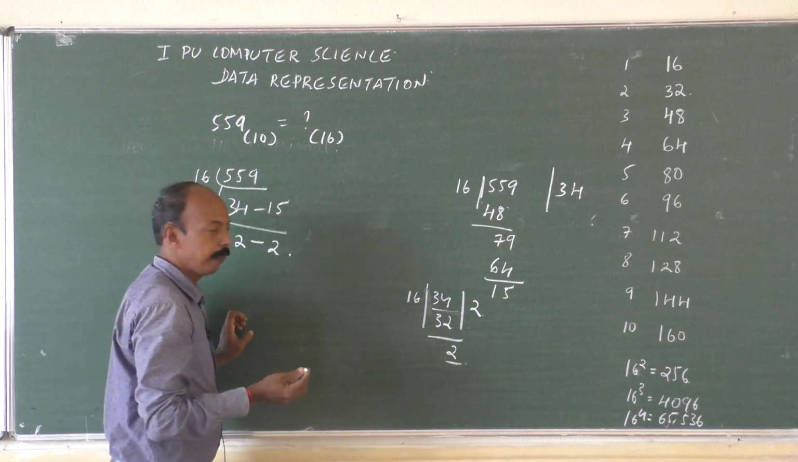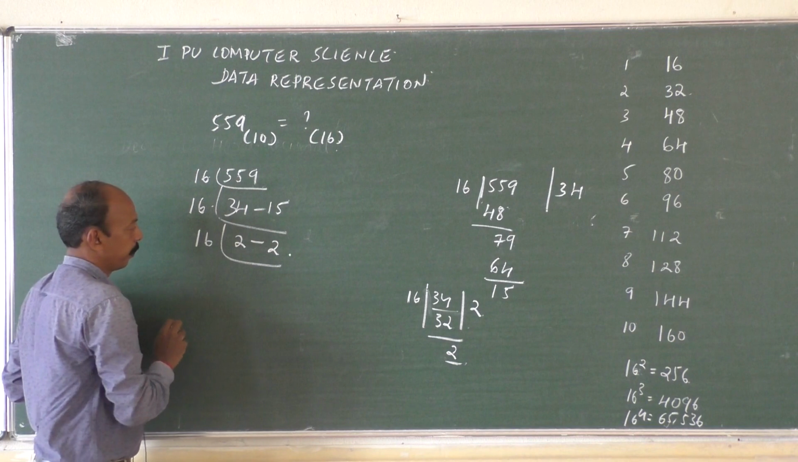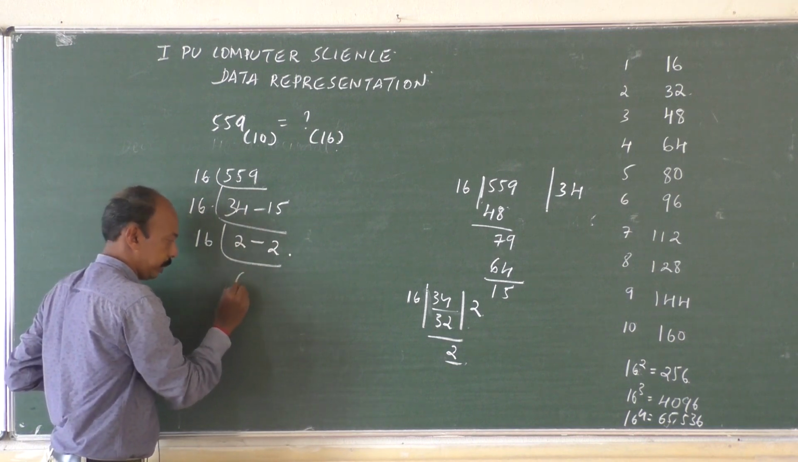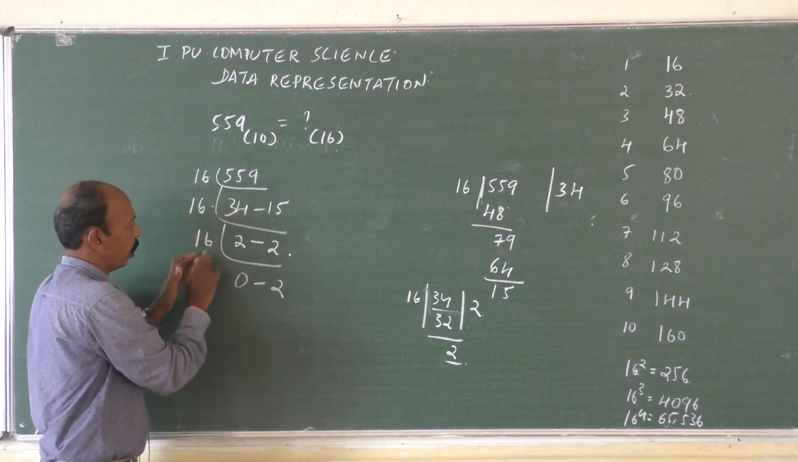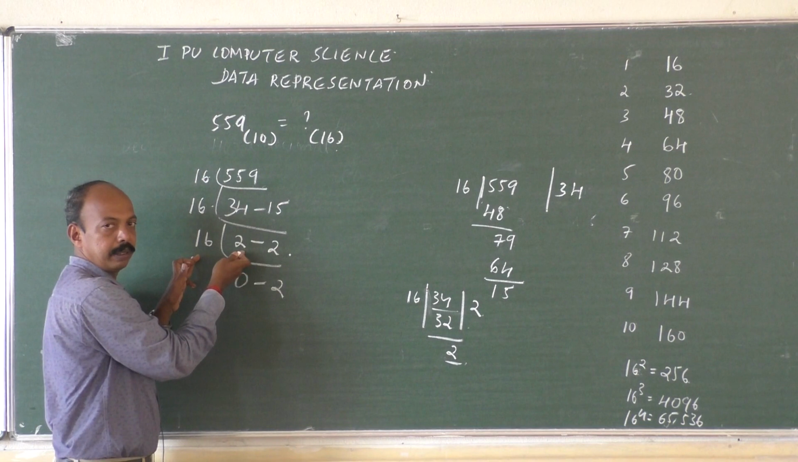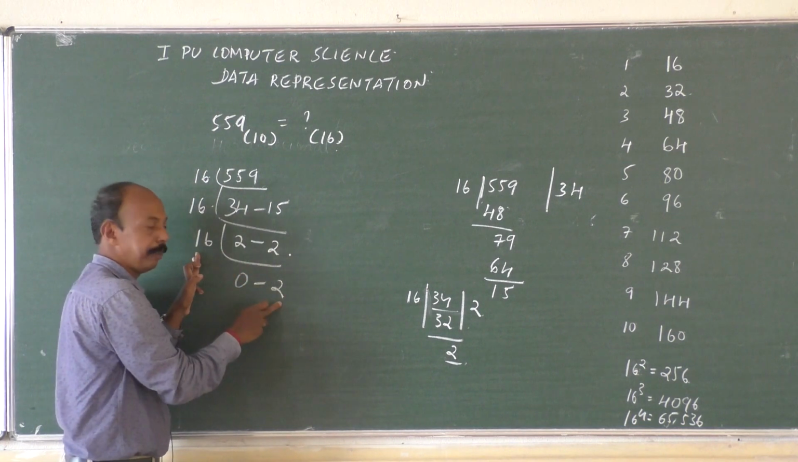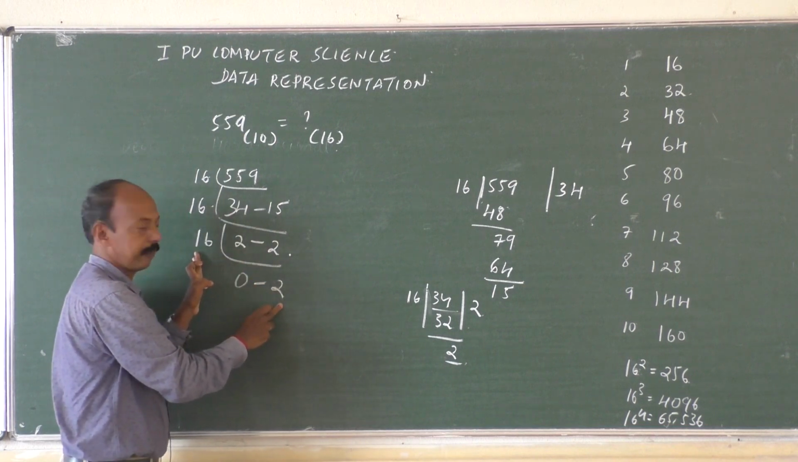Again, what we have to do? Divide once again by 16. Can we divide 2 by 16? No, it's not possible. So quotient is 0. What's the remainder? 2. Whenever it's not possible to divide a number, quotient becomes 0 and the number itself becomes the remainder.